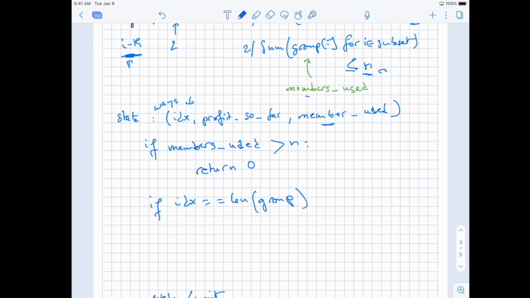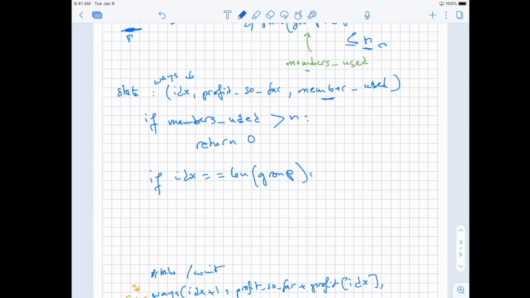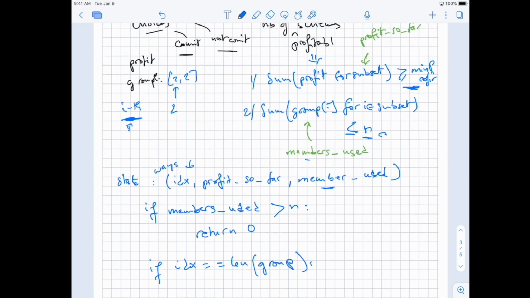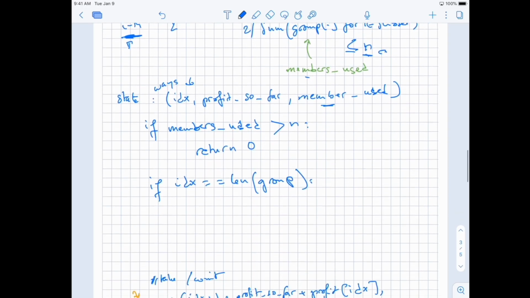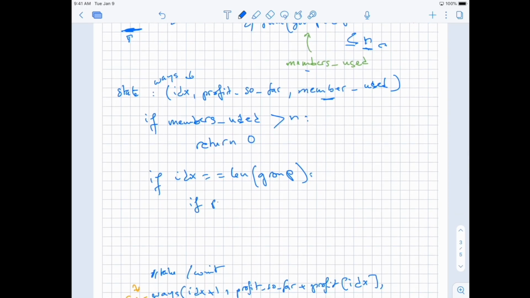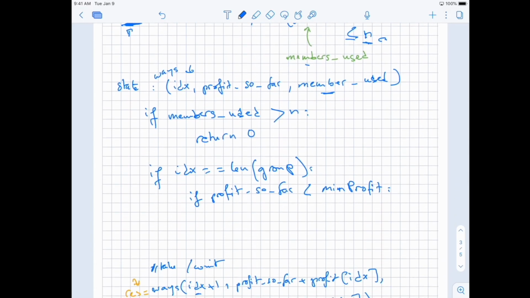Now in that case, what should happen? Well, it depends on the profit. If profit so far is smaller than the minimum profit, what does that mean? Well, that means it's not valid because we didn't reach the condition of at least minimum profit. So in that case, what does not valid mean? We can just return 0.